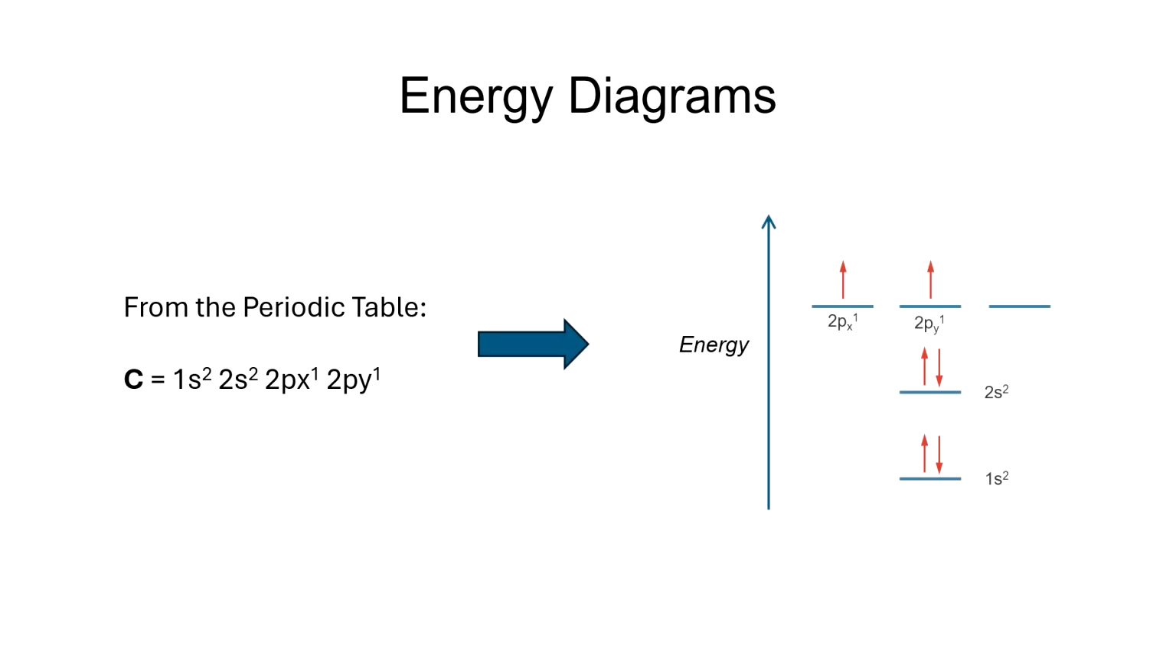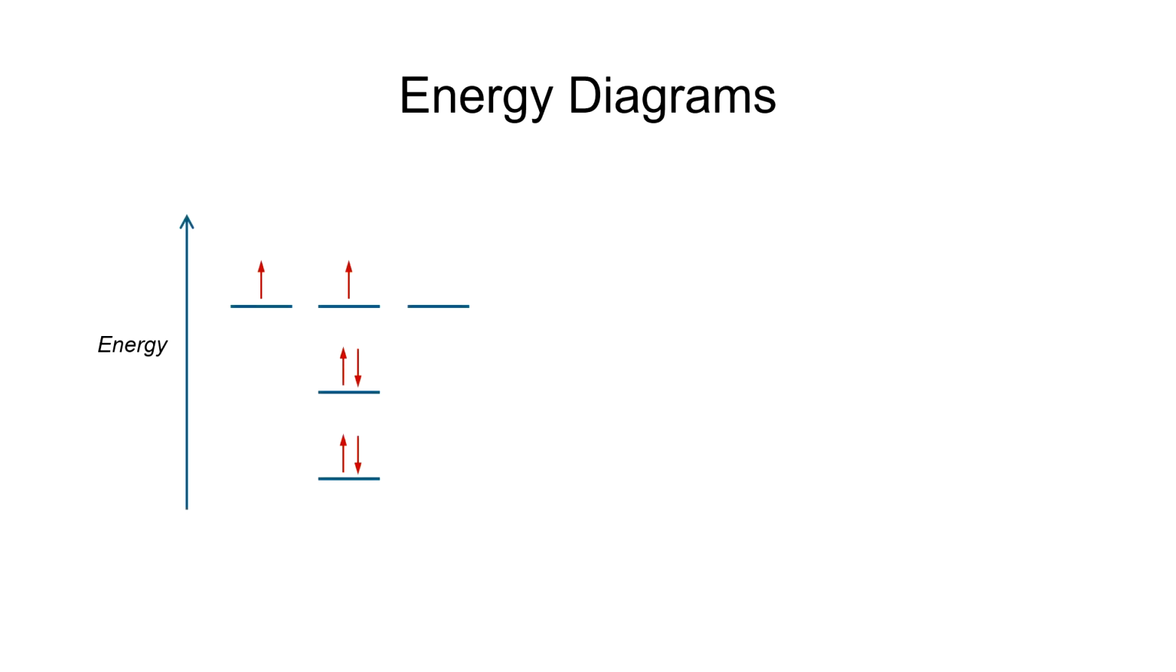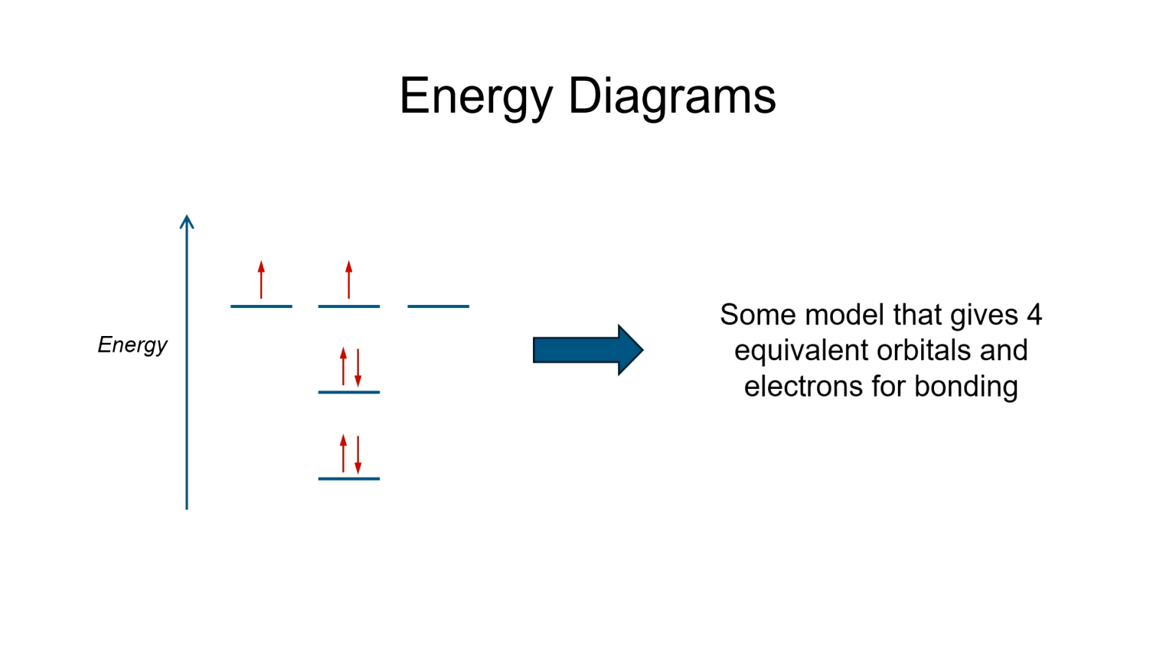Here we can clearly see that 1s is lowest in energy, 2s is next, then 2p are the highest. 2s and 2p are the valence orbitals. We could use the valence orbitals here to pair up with other atoms and form bonds. However, those bonds would not be identical like they are in methane. We need to come up with a better model for how these orbitals are used.